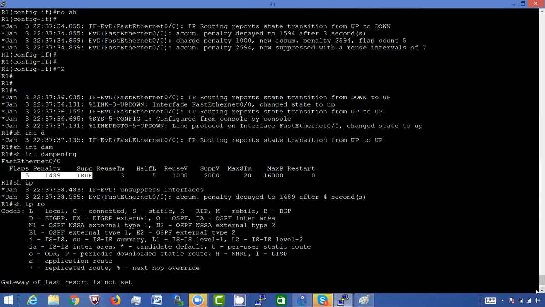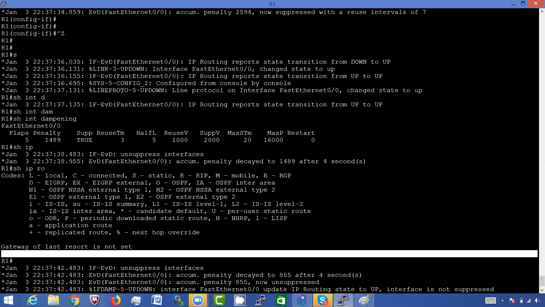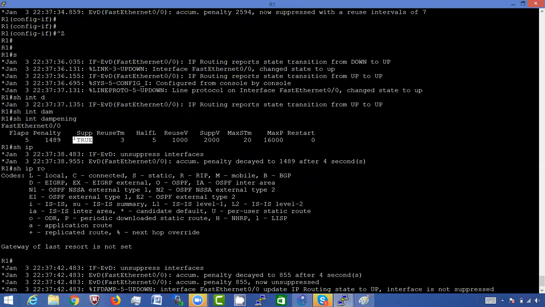So I have done show IP route, and when I did show IP route, this route is not present in my routing table. Why? Because the suppressed state is true. That means my router has removed this interface from its routing table. And now if the interface is not in my routing table, my router cannot advertise this link to any of its neighbors, because this interface is as good as down. If I'm running EIGRP, then until the interface is present in my routing table, EIGRP is not running on this interface. Only when it comes back into my routing table will R1 start advertising this network to its neighbor.